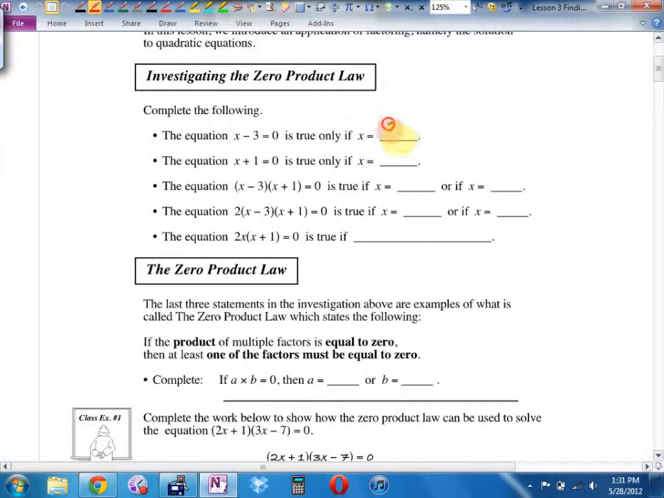3. The equation x plus 1 is 0 is true only if what? What does x have to be? Negative 1.